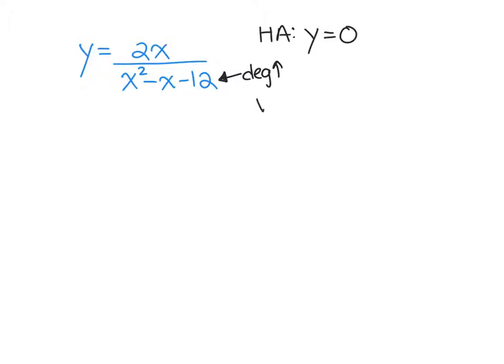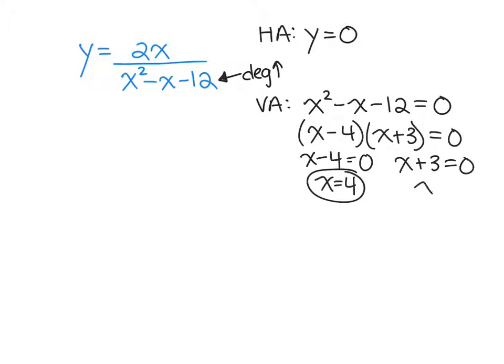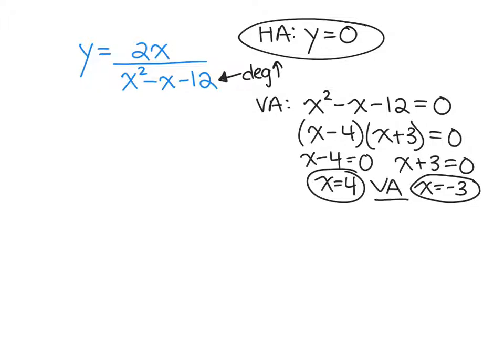Cool. Now let's talk vertical asymptote. It's the same way as we did it for the other one. We set our denominator equal to 0, because we know the function won't exist there, so that's going to create a vertical asymptote. I see this as a quadratic, so I'm going to factor it into 2 brackets: x minus 4 and x plus 3. Then I can set each bracket equal to 0 to find my asymptotes. So I get x equals 4 and x equals negative 3. So I actually have 2 vertical asymptotes, plus my horizontal asymptote.